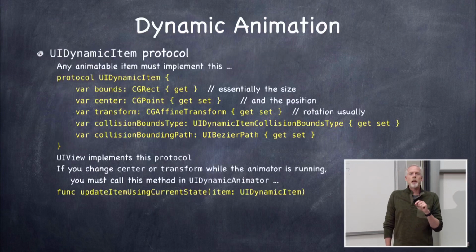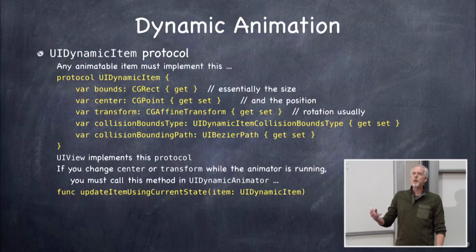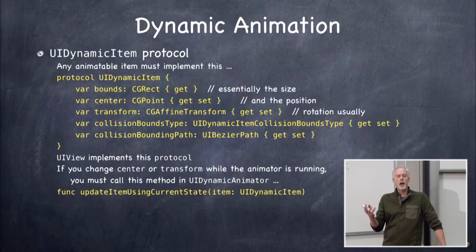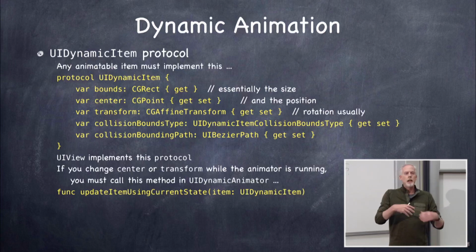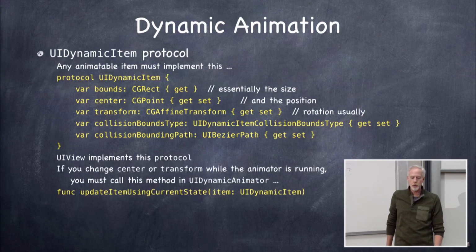So here's that UIDynamicItem protocol that UIView implements. UIView actually implemented 3 of them automatically. It already had bounds, center, and transform, so it automatically implemented those. And the other 2 are just really simple things having to do with collision. I'm not even going to talk about those. But you can see from what's in the dynamic item protocol what the animation system is able to animate. It's able to animate the size through the bounds. It's able to animate the position through the center, and it's able to animate the transform, so it can rotate and scale and do pretty much anything it wants on that front. It tends to mostly use transform and center to do its animation.